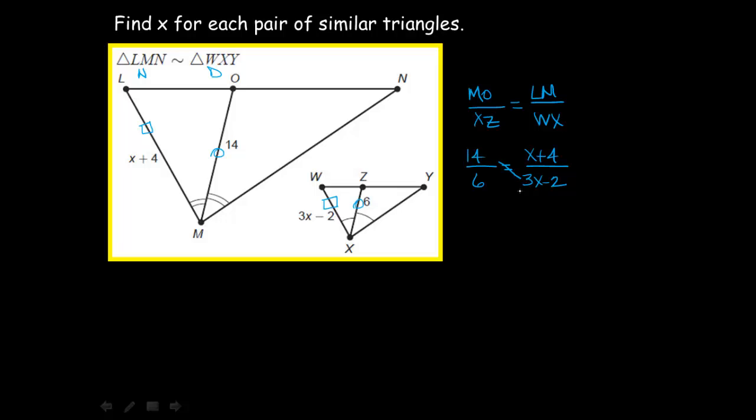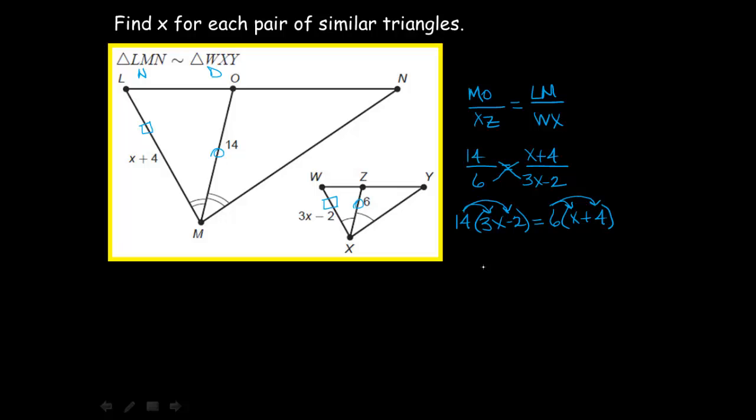So I'm going to have the 14 multiplied by the difference of 3x and 2. I'm going to set that equal to 6 multiplied by the sum of x and 4. So this is how we're setting it up: 14 multiplied by 3x minus 2 equals 6 multiplied by the sum of x and 4. So remember, when you do this, you have to distribute. Whatever's outside the parentheses has to be multiplied by everything in the parentheses.